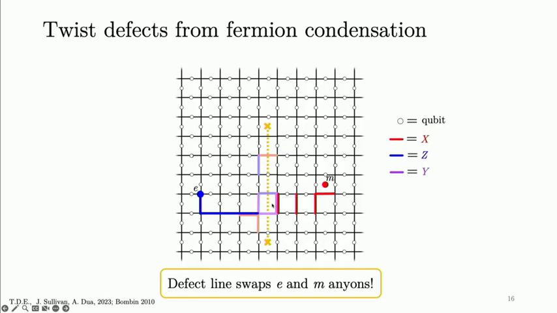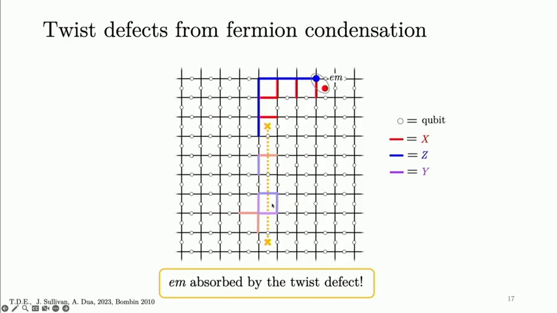The second property is that EM anions can be absorbed into the twist defect. Again, this just means that there's a string operator that terminates on the twist defect. It commutes with all the stabilizers in the vicinity of the twist defect and creates a single EM anion.